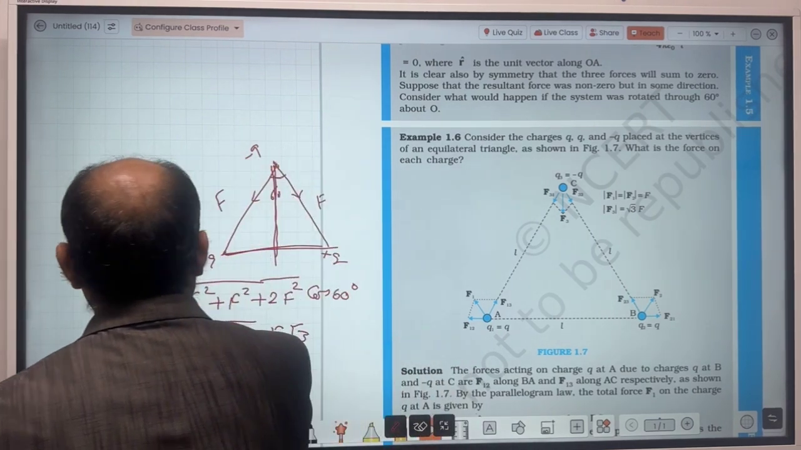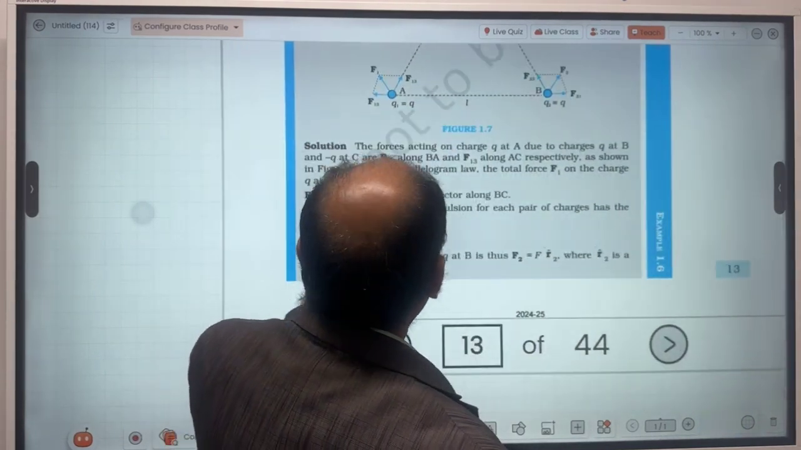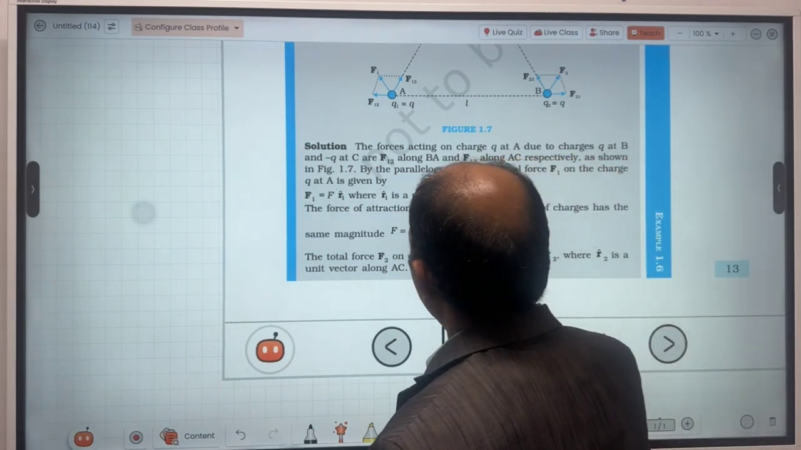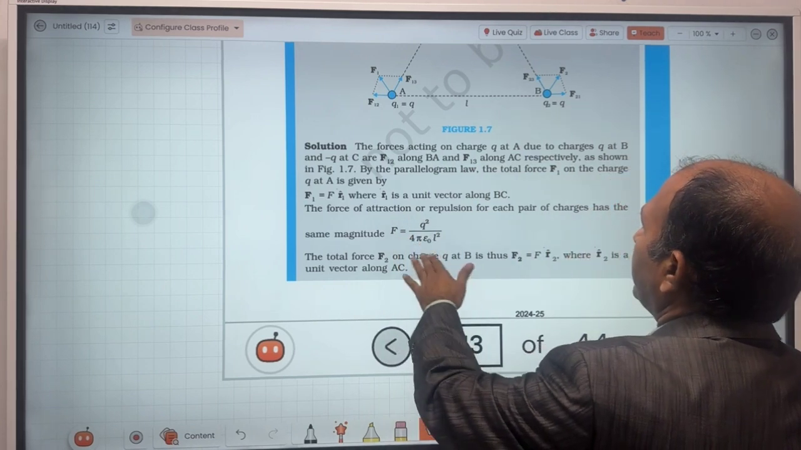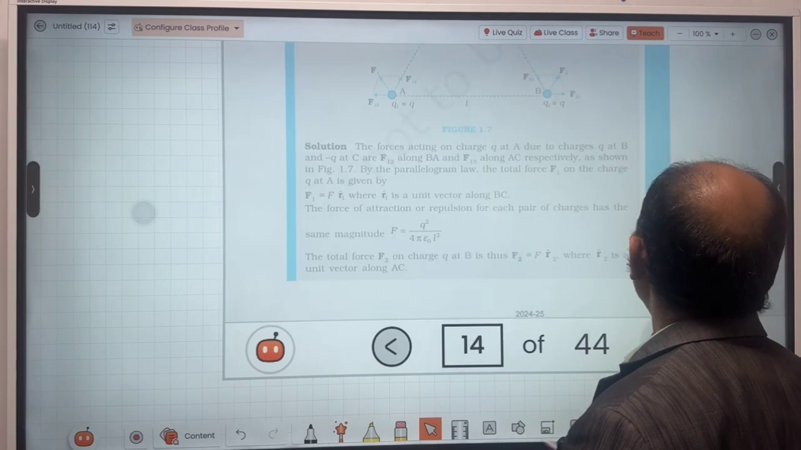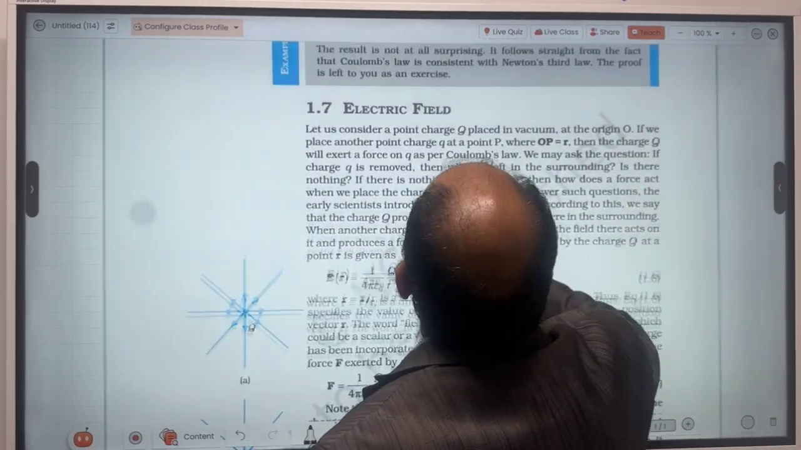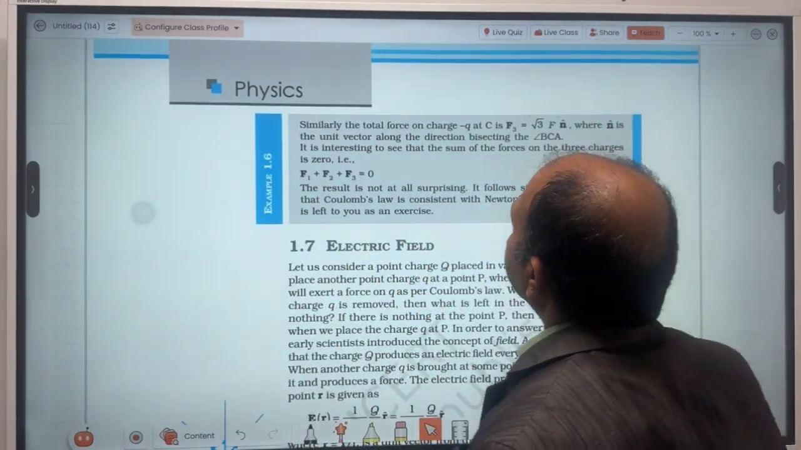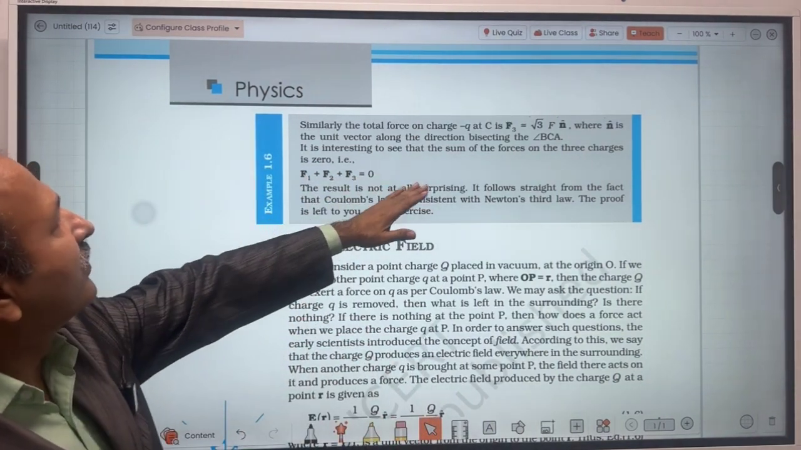So here, let's see in the textbook what is given. So the solution is, here they have evaluated this. It is not necessary to evaluate. Evaluation is simple because length is given as L, both charges are Q. So any force will be equal to Q square upon 4 pi epsilon naught L square. And then same thing is given, and total force and charges will be this much.